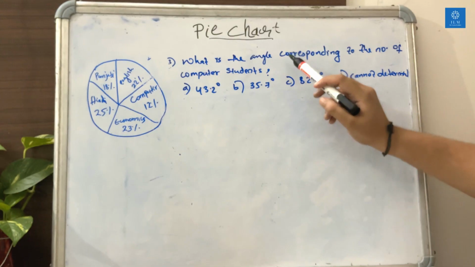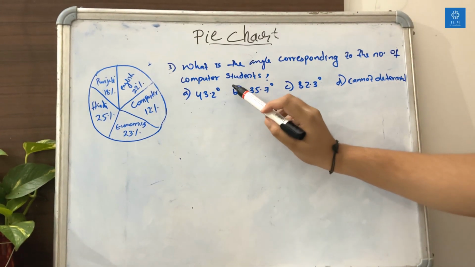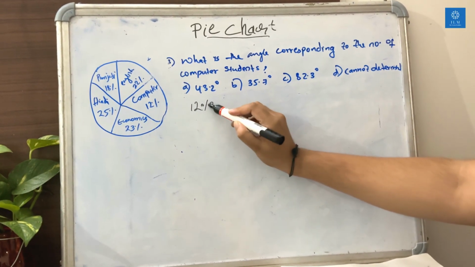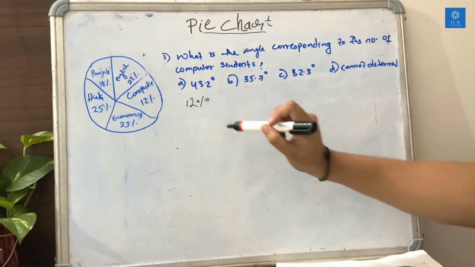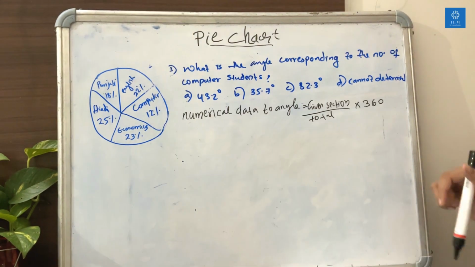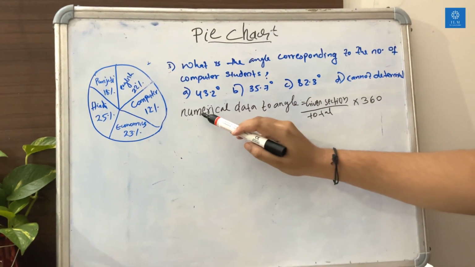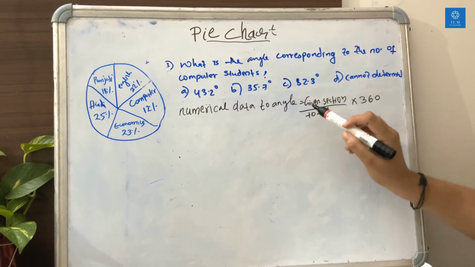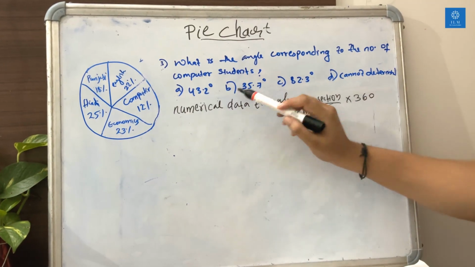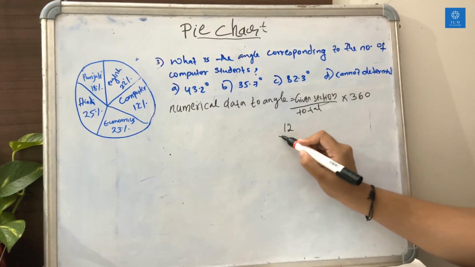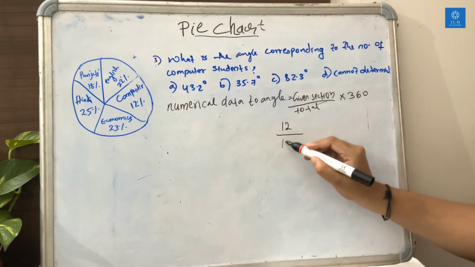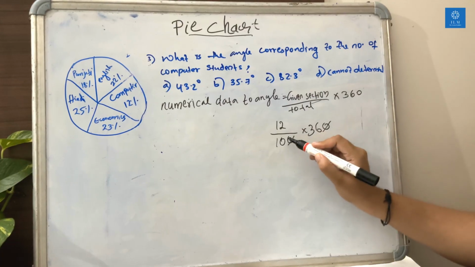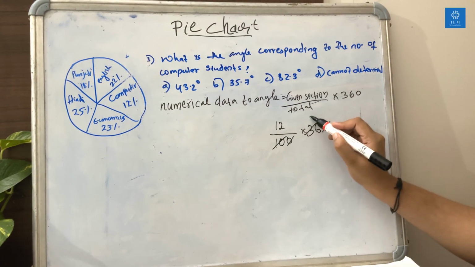Next question: what is the angle corresponding to the number of students in computer? In computer it is 12%. So we have to find in the pie diagram what is the angle corresponding to 12%. There is an equation to convert numerical data to angle, that is given section by total section into 360. Here the given section is the computer students, that is 12%, right? And total is out of 100. So total is 100 into 360. Zeros and zeros cancel, 36 by 10 is 3.6.